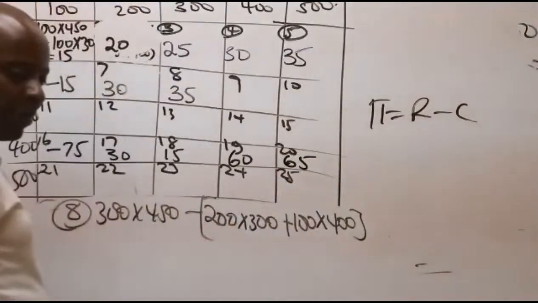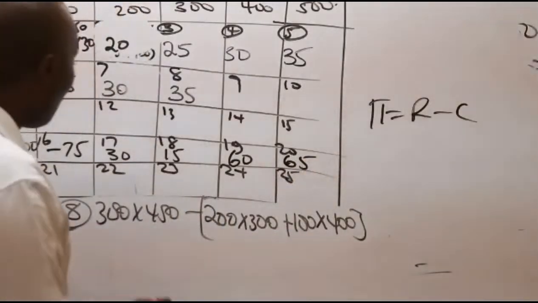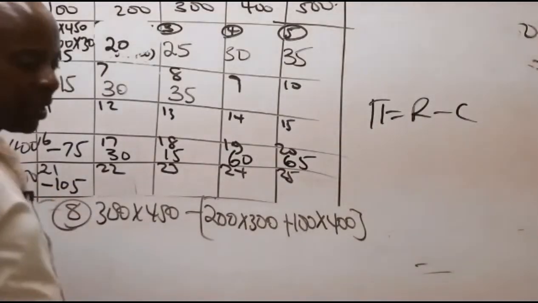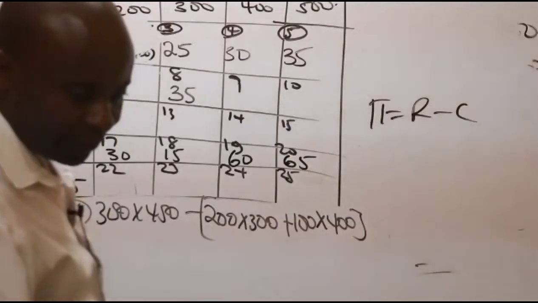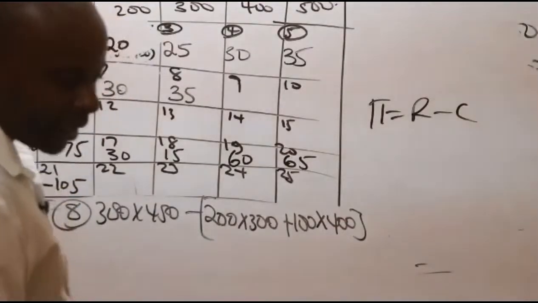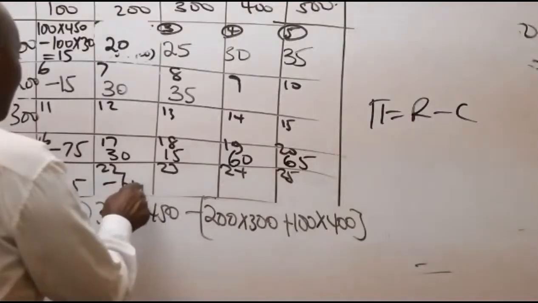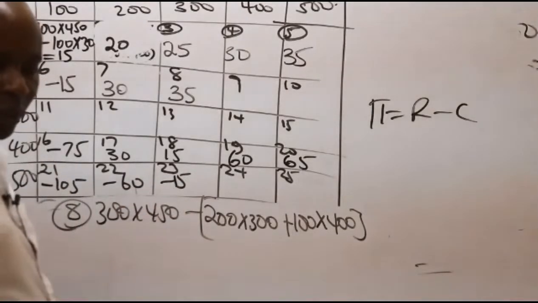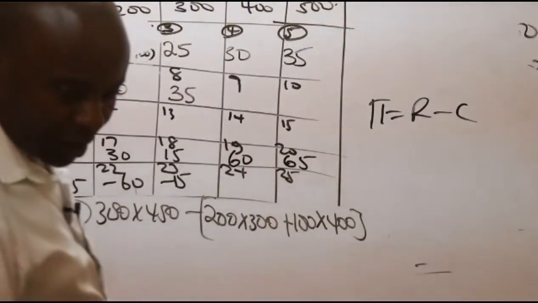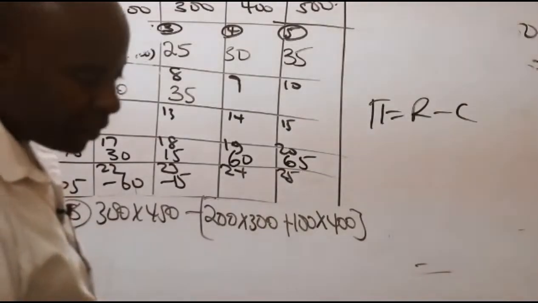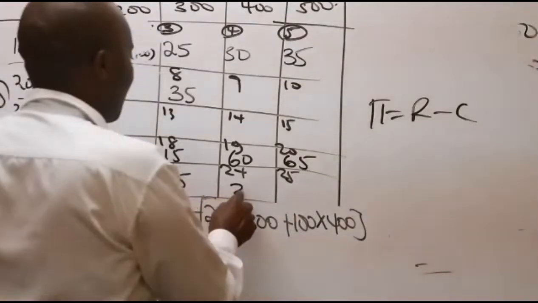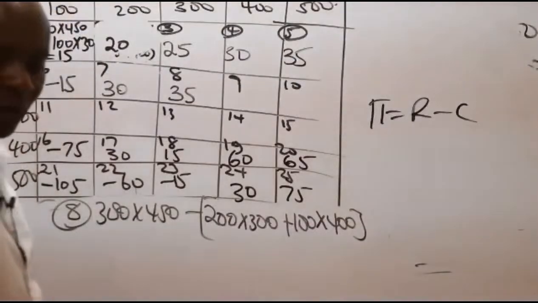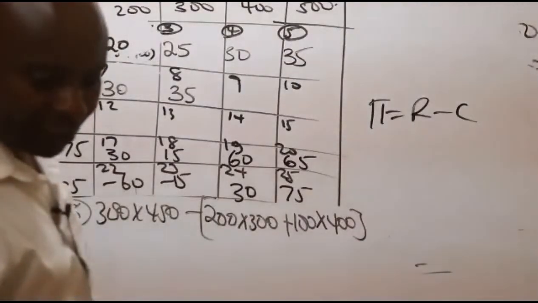65, cell number 21, negative 105, cell number 22, negative 60, negative 15, cell 23. And then cell 24, 30, 75. So 30, I'm missing out from number 9.